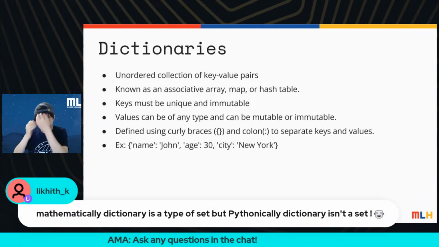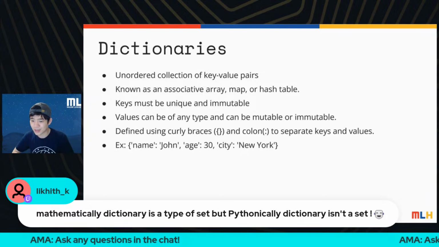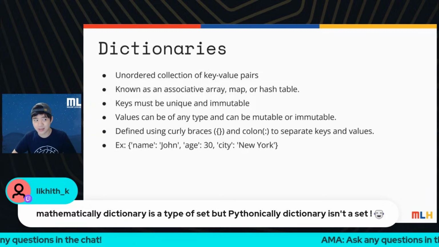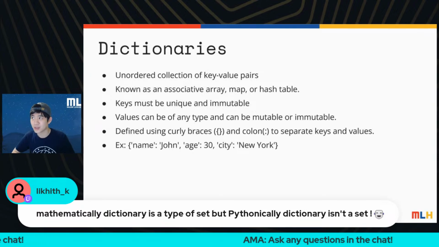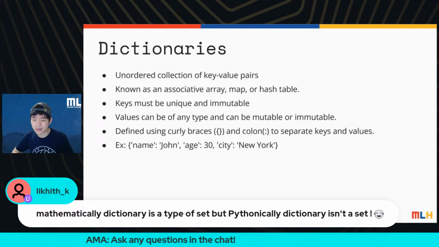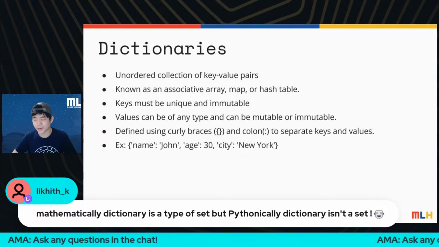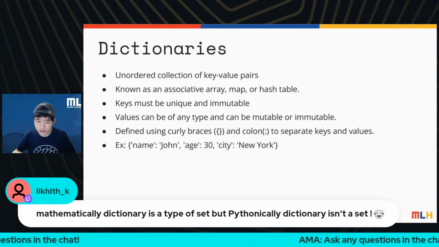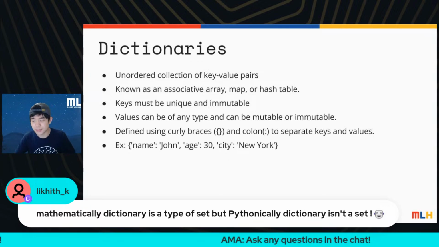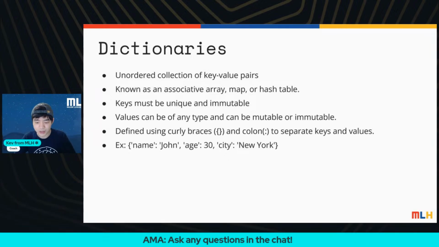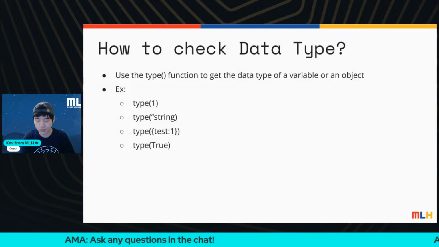Okay, so mathematically, a dictionary is a type of set, I guess, because I don't actually know the mathematical definition of a dictionary. I think that is correct. And Pythonically, a dictionary is not a set. There you go. Well, that is true. As a data structure, they're not the same. Thank you for the clarification. Moving on.